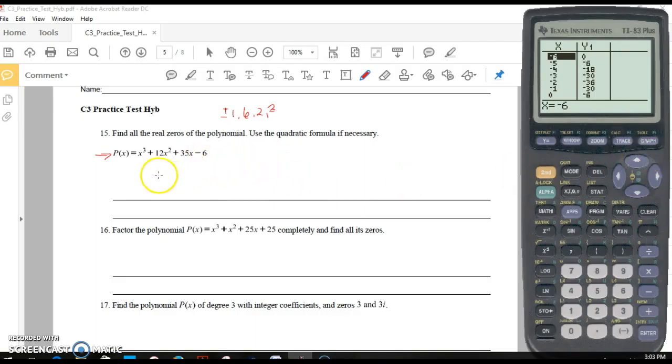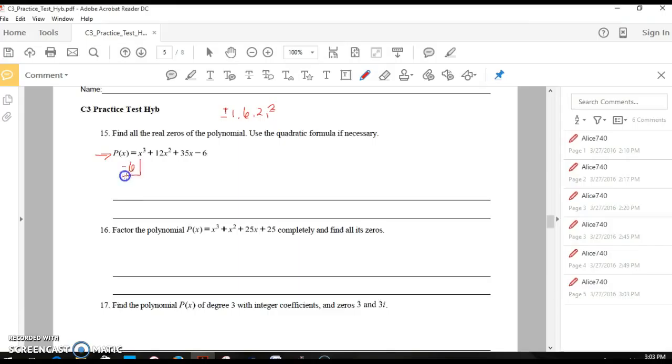And so that means if I synthetically divide by a negative 6, I'll be able to get out a factor, so that x plus 6 is indeed a factor. So 1, 12, 35, negative 6. I don't have any zeros, so I don't have any skips. Drop the 1, multiply. I get a negative 6, add down. Multiply, negative 36, add down. Multiply. We have ourselves a winner.